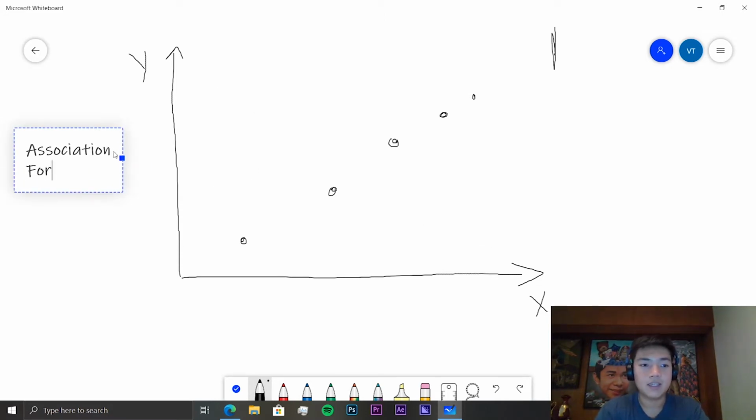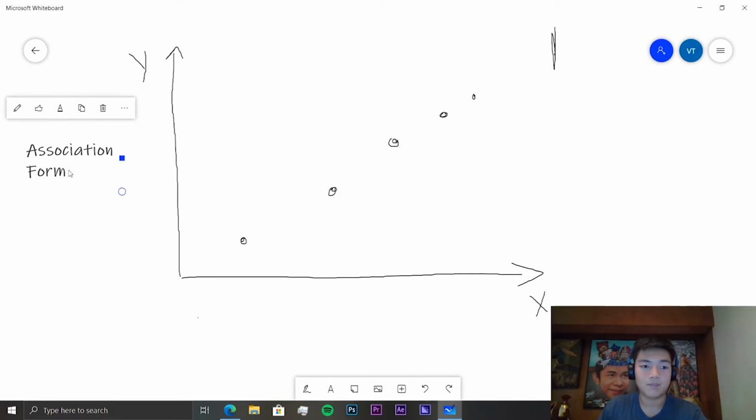Next, we need to talk about the form. This is the general shape of the graph. It's like categorizing what graph this fits. Normally we want to make it a linear graph. But, of course, sometimes you can get quadratic or some absolute value. But normally, it's a linear graph.